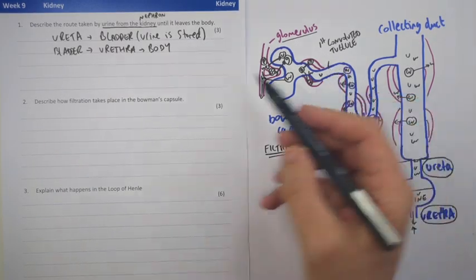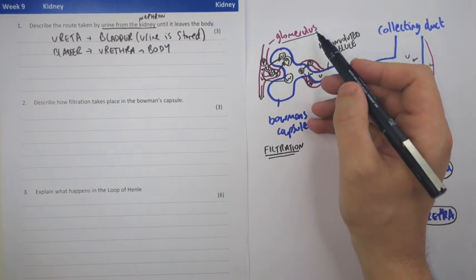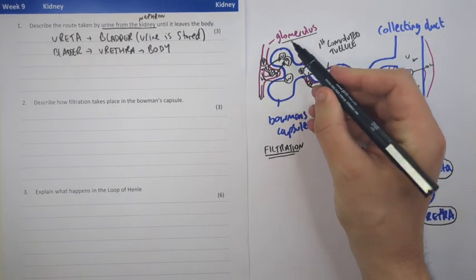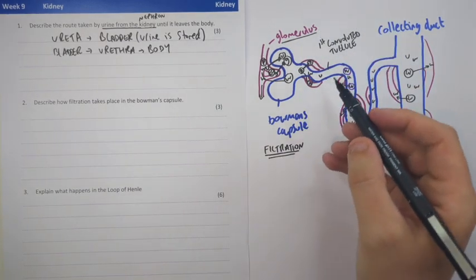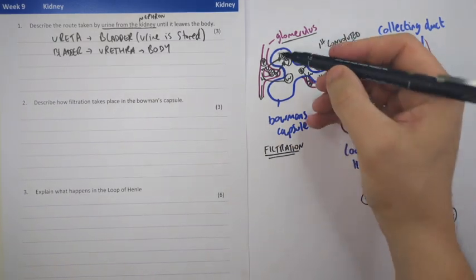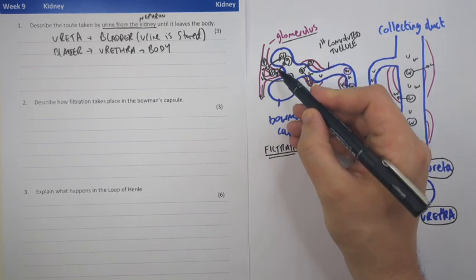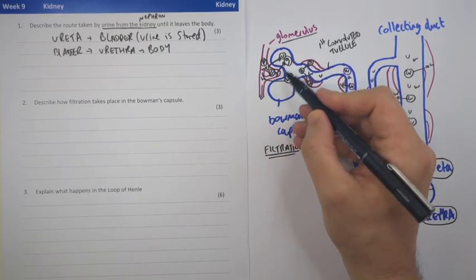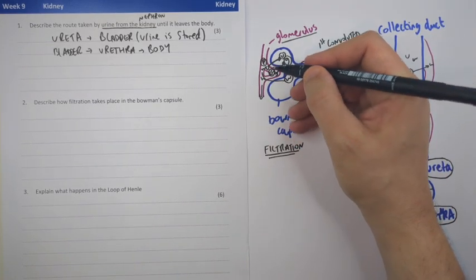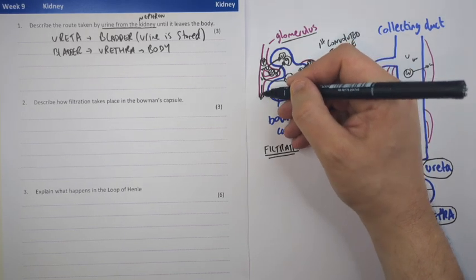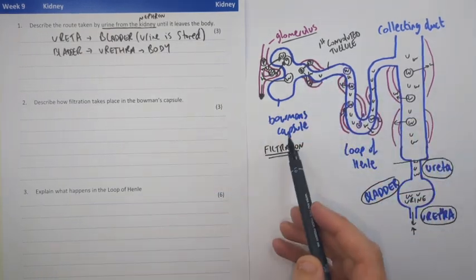So how do you answer this question here? Describe how filtration takes place in the Bowman's capsule. Remember, you've got to talk about the glomerulus and the Bowman's capsule. The glomerulus is capillaries that surround the Bowman's capsule, and then urea, glucose, and water enter the Bowman's capsule by diffusion. And it's proteins and red blood cells that are carried away. So that is how filtration happens.